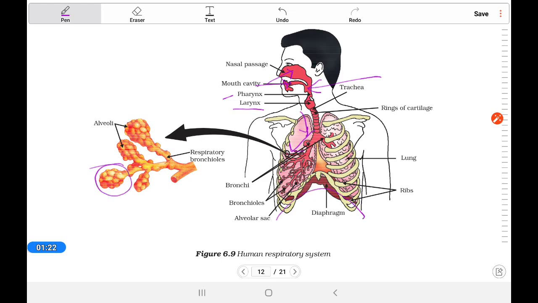And here is the diaphragm. The function of the diaphragm I will tell you afterward. The rib cage, it covers the lungs, along with the costal muscles, the intercostal muscles.